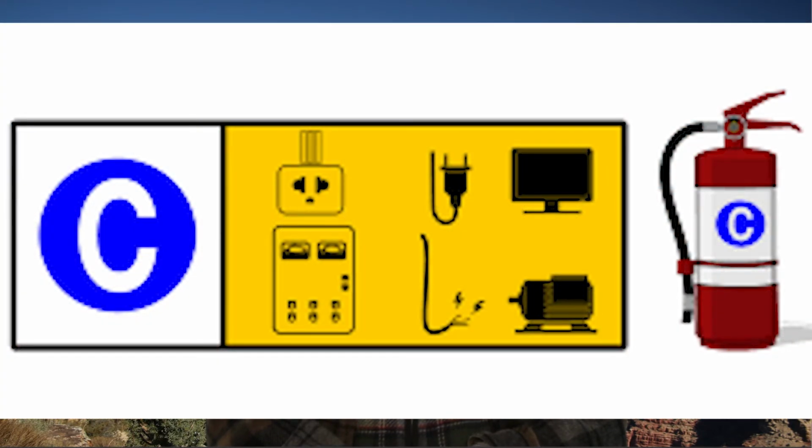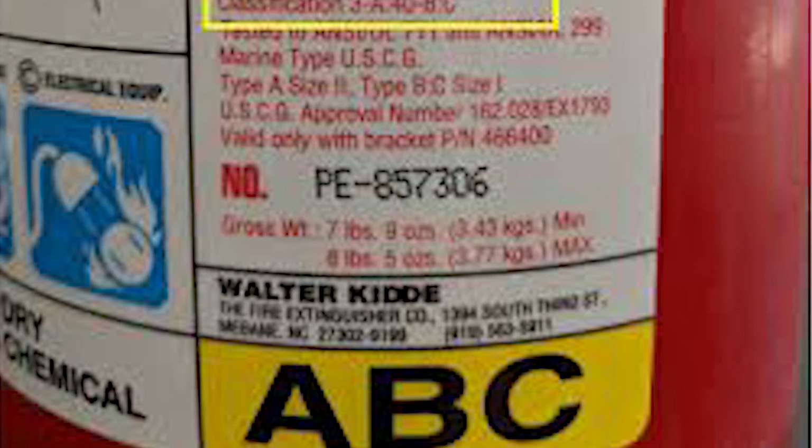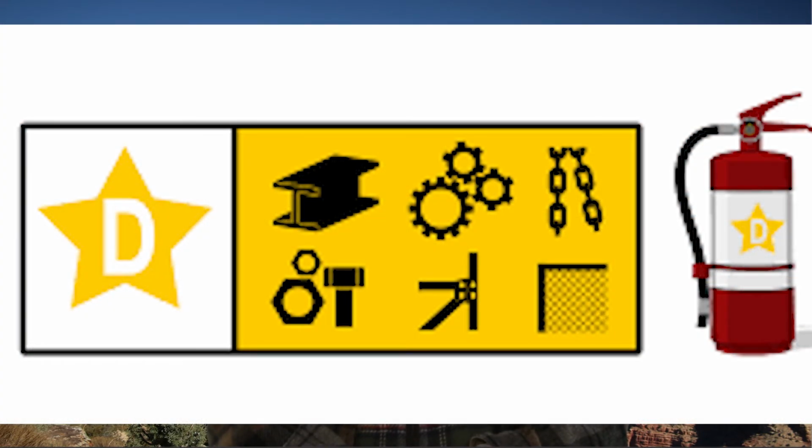Class C fires are electrical fires. Extinguishers used to fight electrical fires may contain CO2, multipurpose dry chemical, or Halon. Many extinguishers are rated A, B, C. They work on these three classes of fire. The fourth class of fire is Class D. This unique kind of fire, which is very rare on construction sites, involves combustible metals. The extinguishing agents used on Class D fires are specifically designed to absorb heat and cool the material. Class D fires react violently to water.